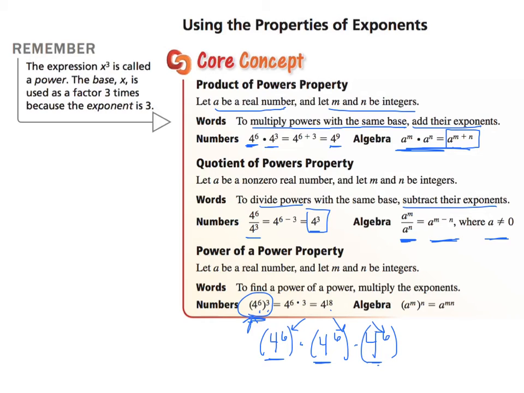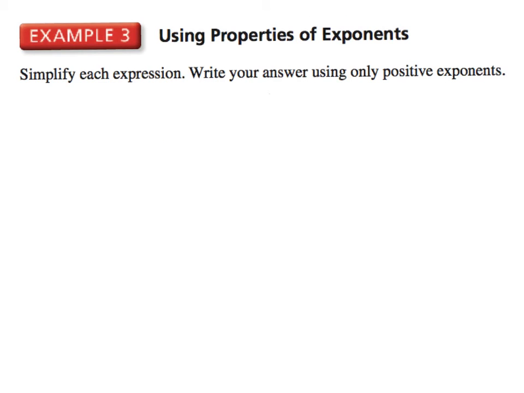You add them. So that would give you 4 to the 18th, which is the rule up here that we've already used. So we can always now use it as a shortcut rather than actually showing those steps. So as algebra, a to the m to the n would give us a to the mn. So example 3, using the properties of exponents.